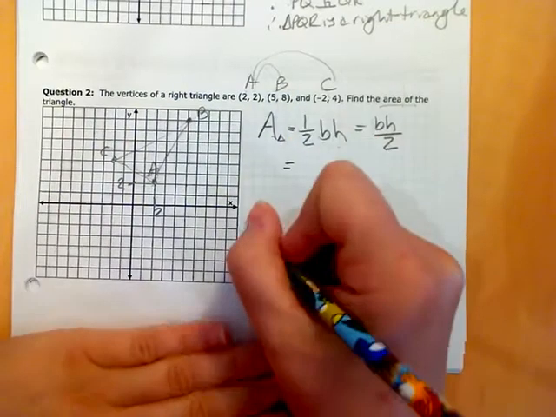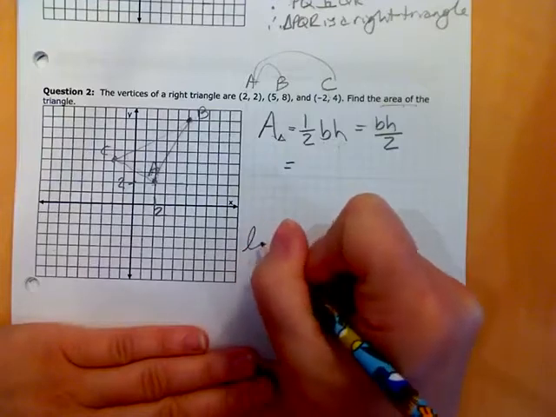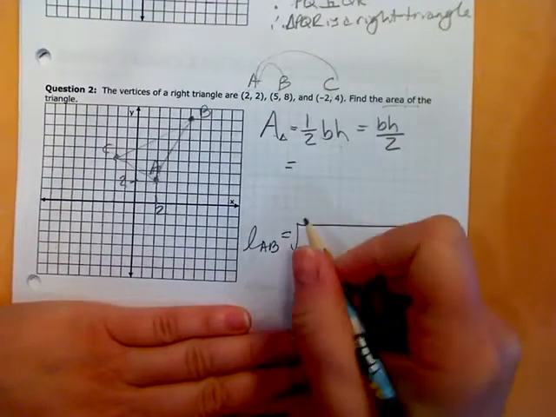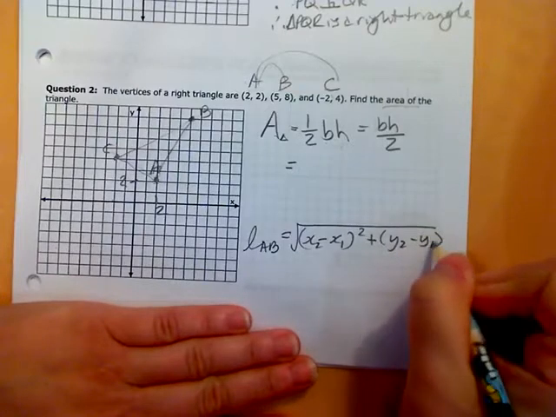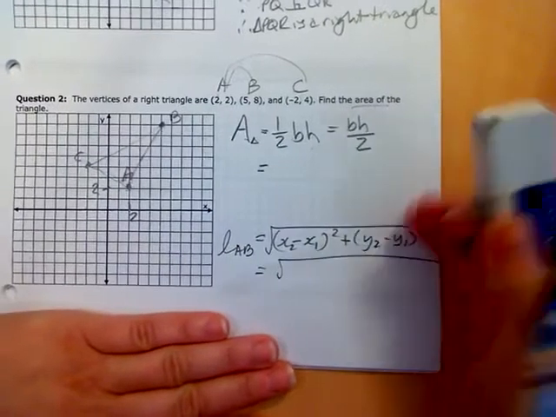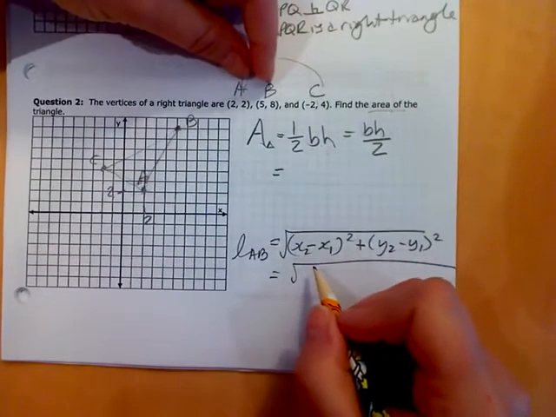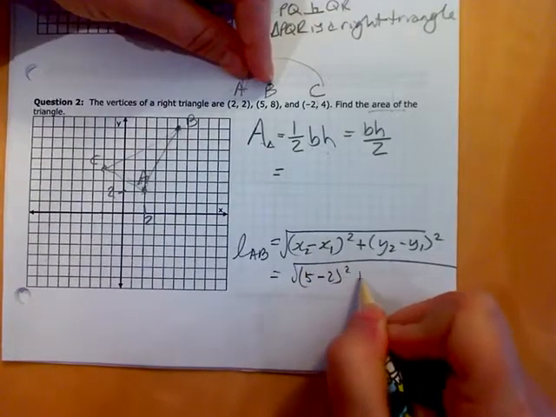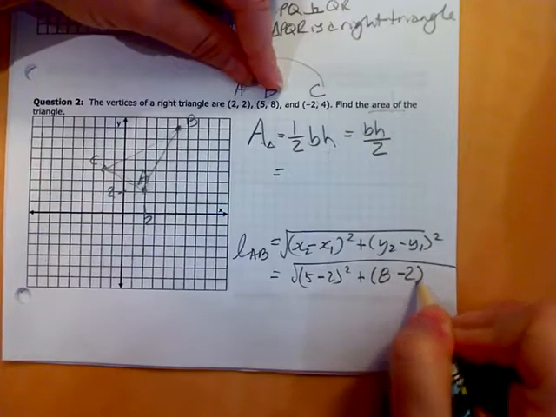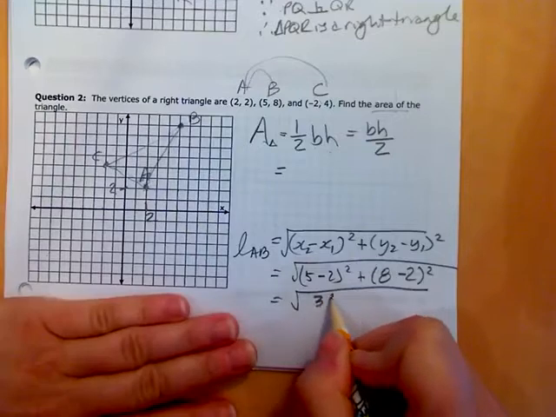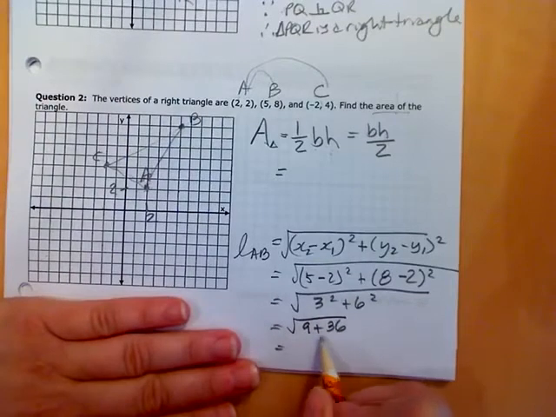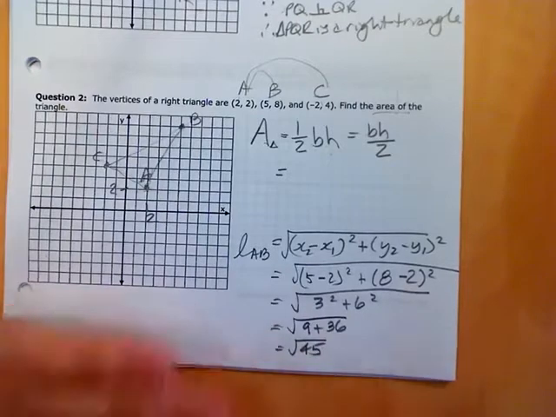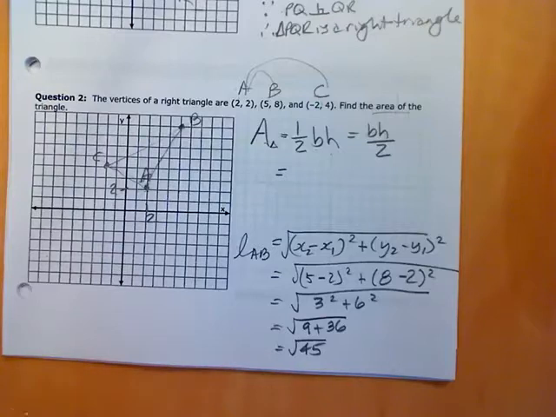So here we need to find the length of AB. So the length, I'm going to do it down here so we have some room. Length of AB is equal to the square root of x2 minus x1 squared plus y2 minus y1 squared. Okay, so here AB. So x2 is 5, x1 is 2, and then y2 is 8, and y1 is 2. So here I've got 3 squared plus 6 squared, root 9 plus 36. And that is, of course, root 45, which is not a perfect square, but we know it's 6 and a bit, close to 7, because the root of 49 is 7.